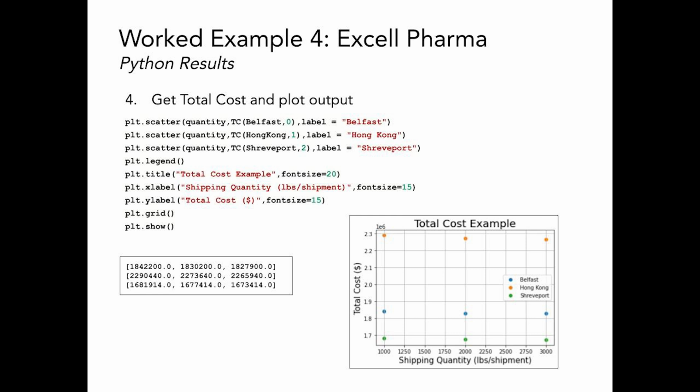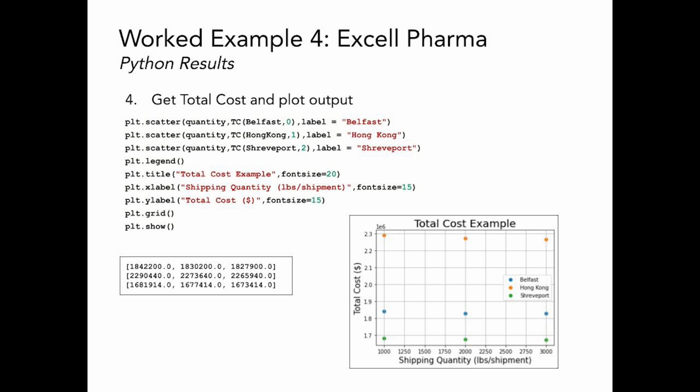By plotting a scatter graph, we map the shipping quantities on the horizontal axis against the total costs on the vertical axis. This visualization includes data points for all 3 suppliers, Belfast, Hong Kong and Shreveport. In our graph, each supplier is represented by a different color. Interestingly, in some analyses, these lines might intersect, indicating a change in the most cost-effective supplier at certain order sizes.